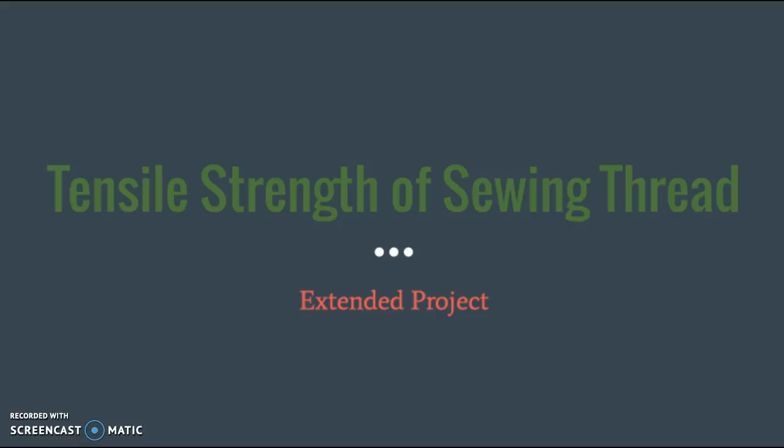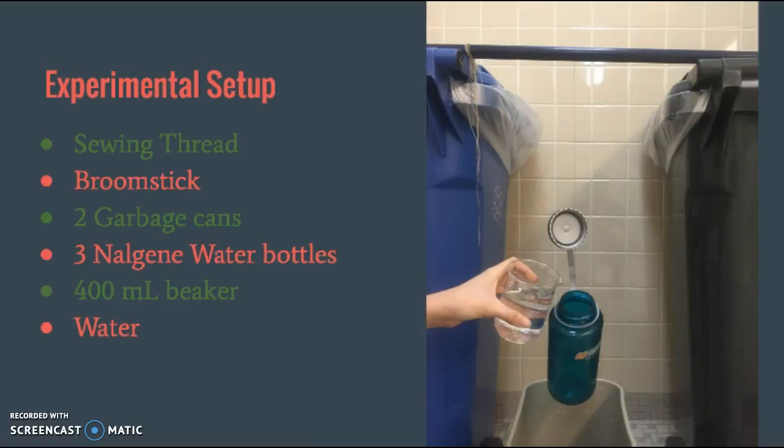For our project, we investigated the tensile strength of sewing thread. We did an extended project and had two independent variables, the first being the degree of wetness of the thread, and the second being the diameter of the thread. Because we live in residence, we had to get a little bit creative.